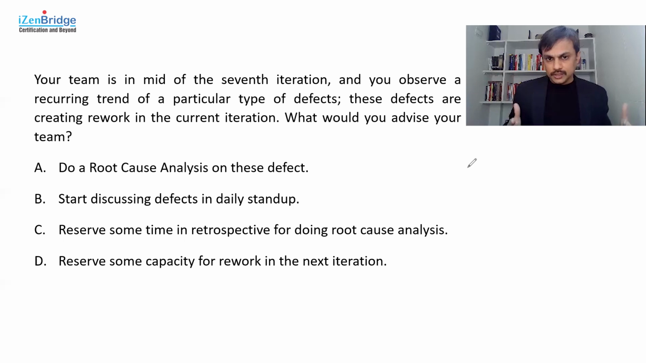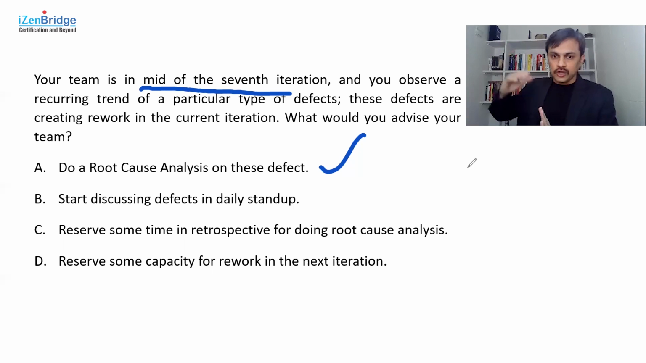Because you are in the middle of the iteration. 50% of the iteration is still pending. So I go with option A. The reason is, first, the question clearly shows that you are in the middle of the 7th iteration, which means you have time. Delaying something that has a current impact for that long may not be a good idea. So you should not be waiting for that long.